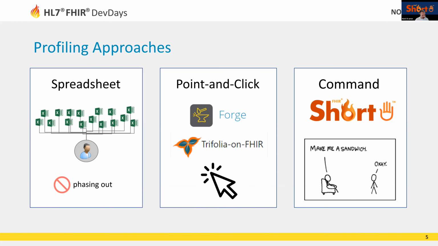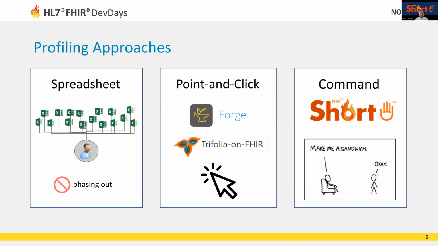And then that evolved into more point and click graphical tools like Forge and Trifolia. And these are much nicer because there's some guidance in terms of what you'd like to do and how to navigate around. There's a little bit of hand holding involved, and it's a much nicer, more sensible interface than trying to edit spreadsheets. But still, there's a lot of point and clicking, a lot of navigation to get you from here to there and to accomplish things within these tools.